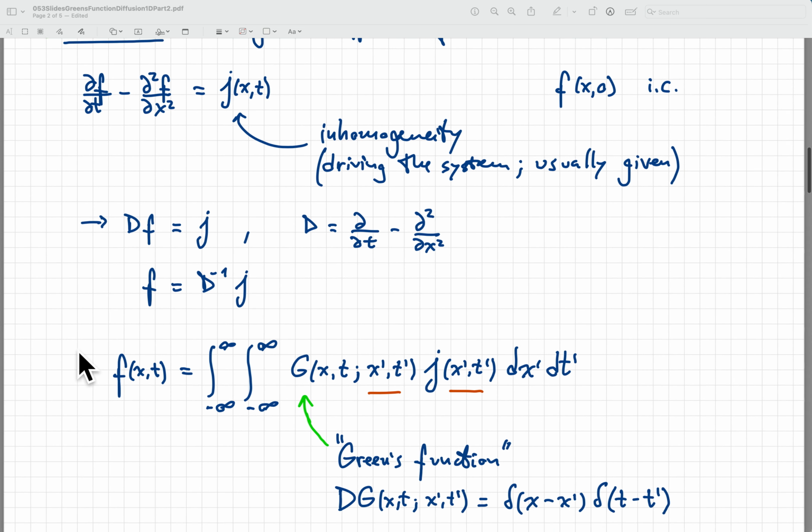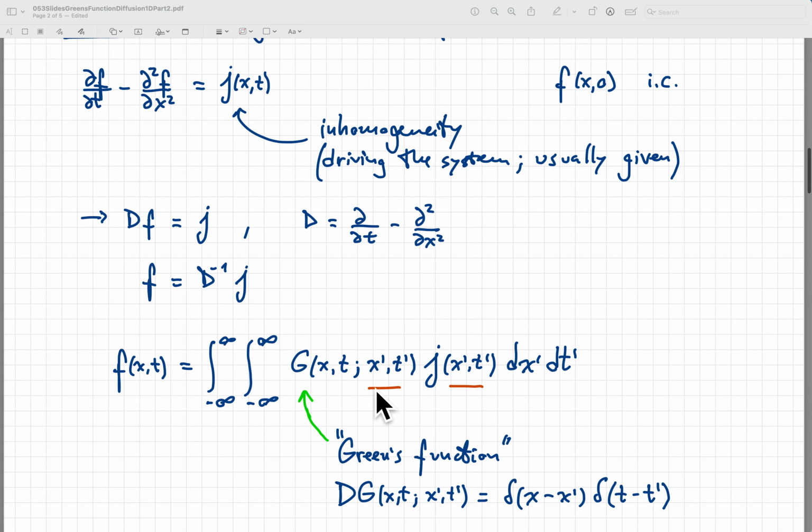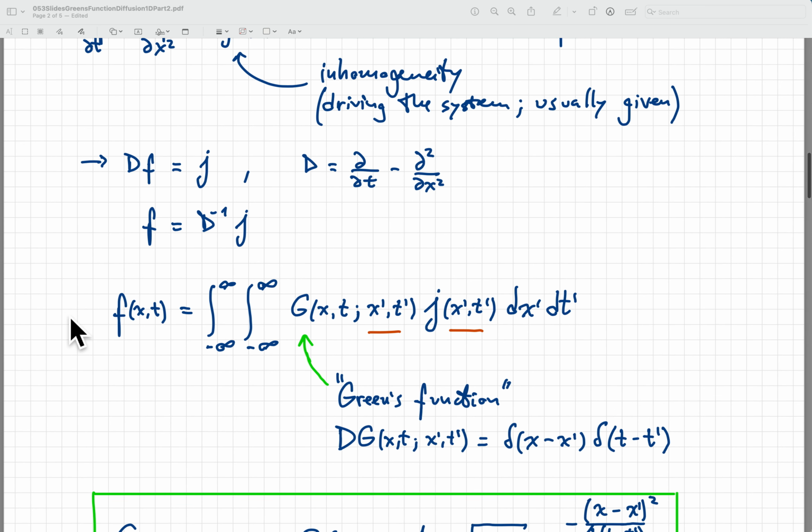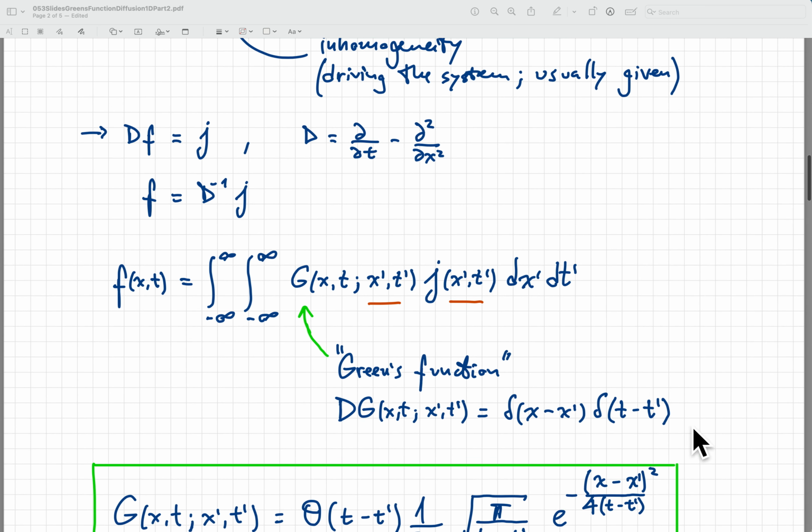And what it amounts to applying this inverse operator is to do this convolution, sometimes called convolution product, between the Green's function and the inhomogeneity or source j. And so this is what we saw last time, and the Green's function is then determined by this equation. So D times G, or D applied to G, is equal to a product of two deltas in space and in time. And of course, the Green's function has all these variables x, t, x prime, t prime. We integrate over x prime and t prime, but we leave x and t as the variables that define the function f, that become the arguments of the function f.